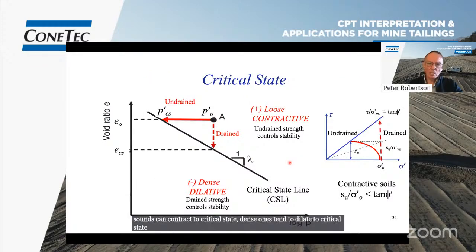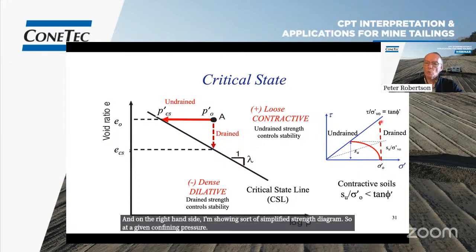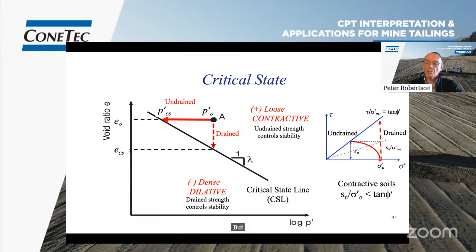So what does that mean? If you simplify it, Been and Jefferies took this approach of a linear critical state line. If you're loose of critical state and you tested it drained, it would contract to critical state. If you test it undrained, it moves to the left to critical state. On the right-hand side, I'm showing a simplified strength diagram. At a given confining pressure, the drained strength goes all the way up to the strength envelope, and that drained strength ratio is represented by the tangent of the friction angle. But if you test it undrained, it develops pore pressure and the stress path curves to the left until it gets to the critical state line.